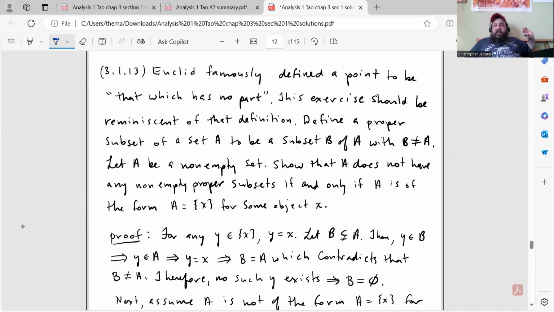Okay, and this is the last problem, 3.1.13, the last problem in this section, where this is the solution set to section 3.1. Euclid famously defined a point to be, quote, that which has no part. This exercise should be reminiscent of that definition. Define a proper subset of a set A to be a subset B of A with B not equal to A. Let A be a non-empty set. Show that A does not have any non-empty proper subsets if and only if A is of the form A equals the singleton set containing X for some object X.